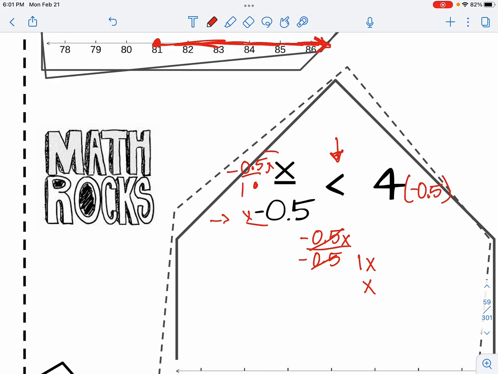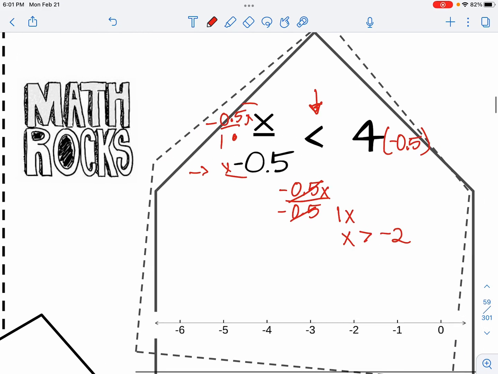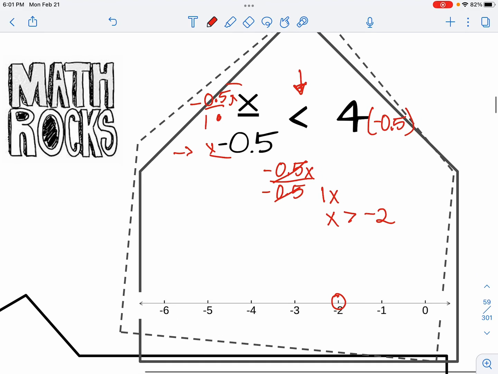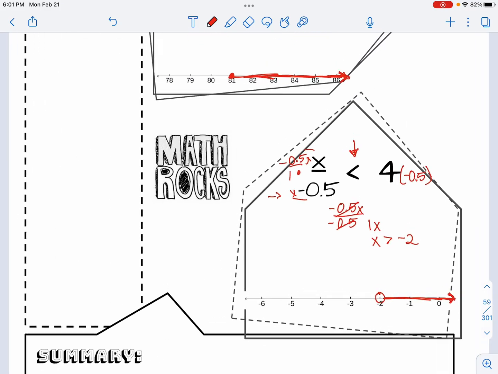So this would turn into x is greater than, and then a half, negative half times 4 is negative 2. So x is greater than negative 2. So I'm going to go graph that with an open circle, and then I'm going to shade it to the right. And we will be practicing these in class.